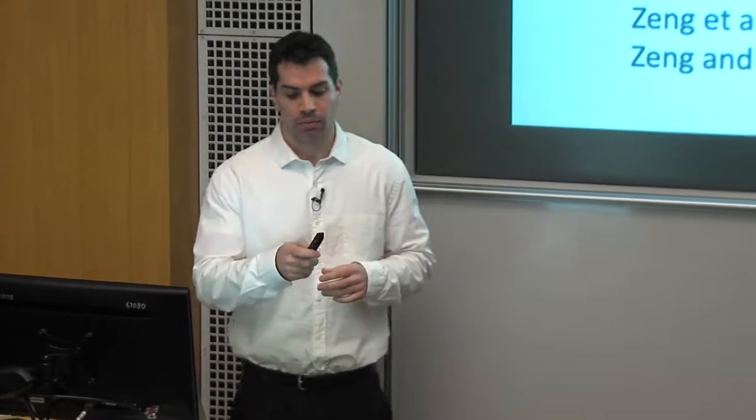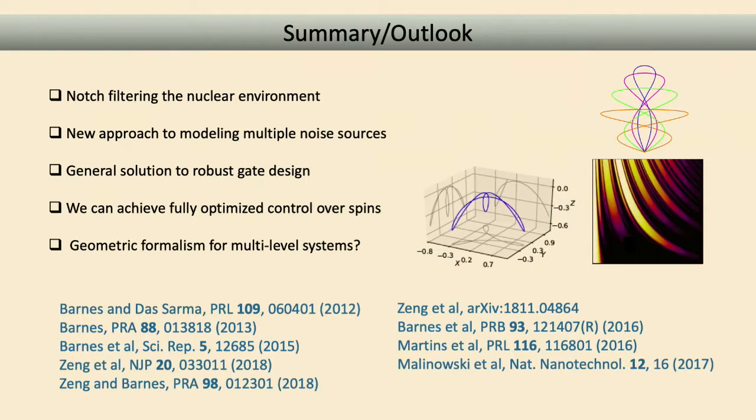So just to summarize, I've shown you how you can use pulse sequences to filter out the nuclear spin environment of a spin qubit and a quantum dot. I showed you a new approach to modeling multiple noise sources acting on a qubit at the same time. I've shown you a general solution for robust gate design.